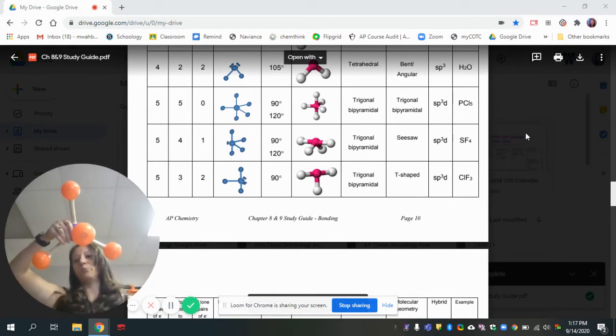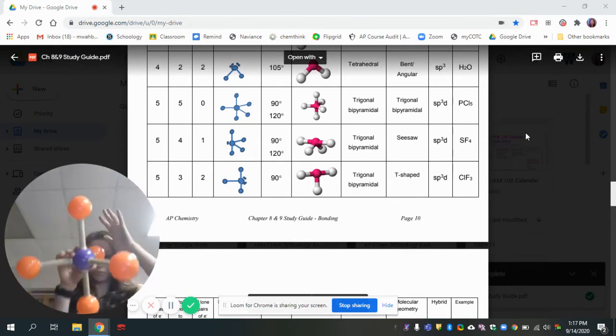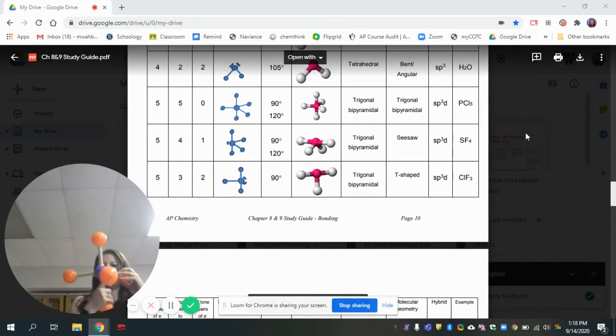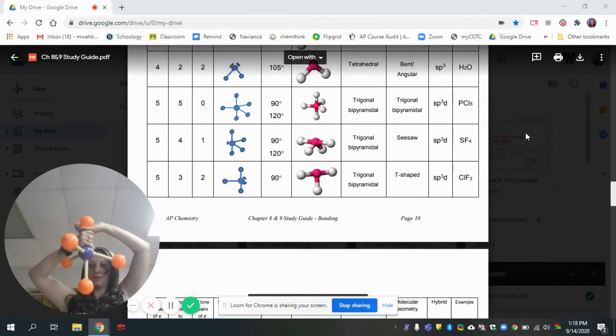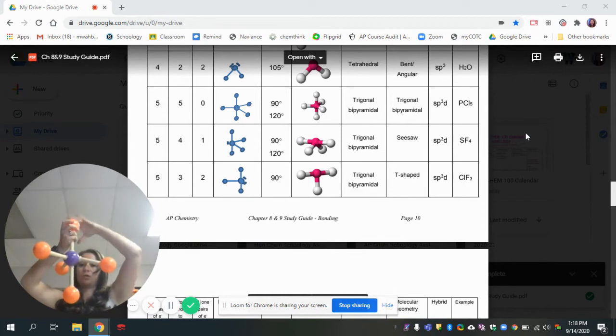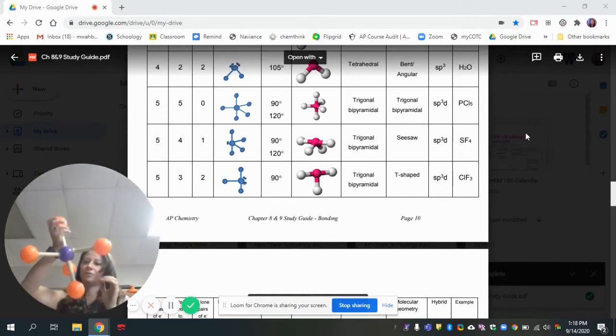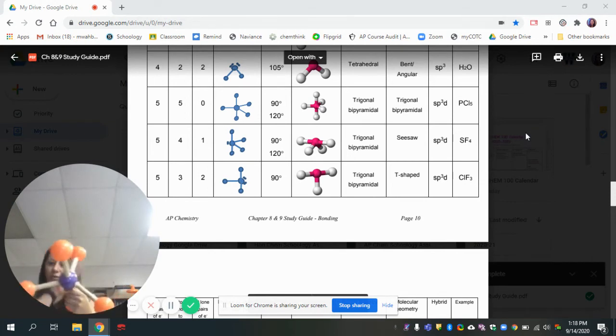Bipyramidal, bi means 2, pyramidal means pyramid. So you have two pyramids here. Can you see? Ignore the bottom part. Do you see the pyramid that's on top right here? And now ignore the top part. Do you see the upside down pyramid that's down here? So two pyramids, one up and one down, and they're both base 3, so trigonal bipyramidal.